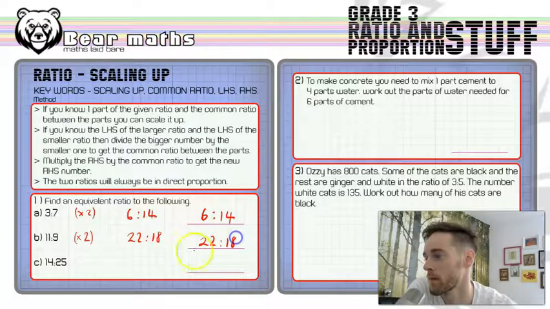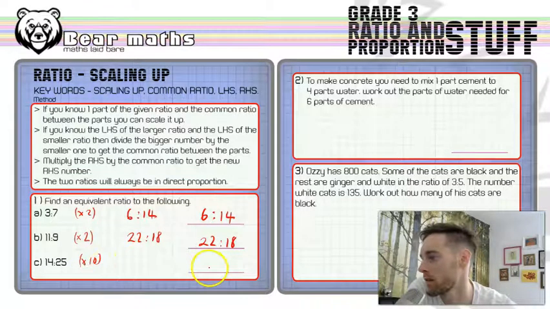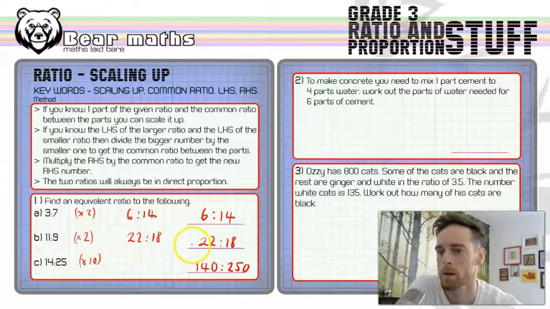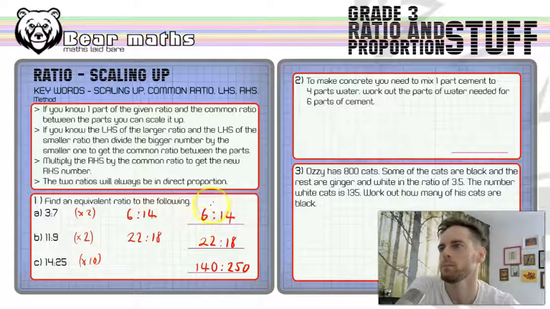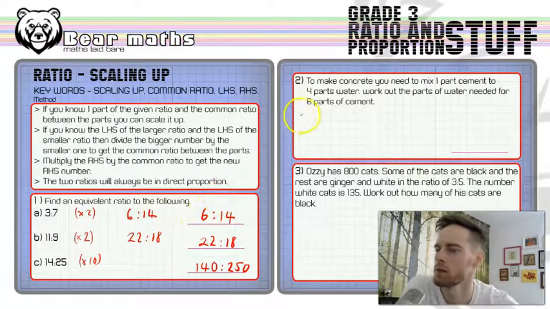This one I'm just going to multiply by 10 because I think that's just easier, to stick a 0 on the end of both those numbers. 140, 250. I multiplied both the numbers in the ratio by the same thing. Equivalent ratios, easy peasy stuff. Okay, let's move on to something where we're going to have to use the method.